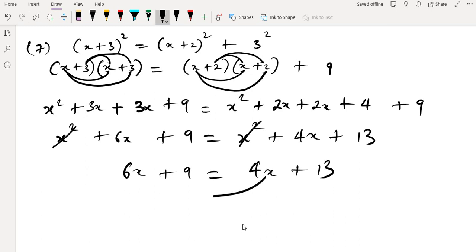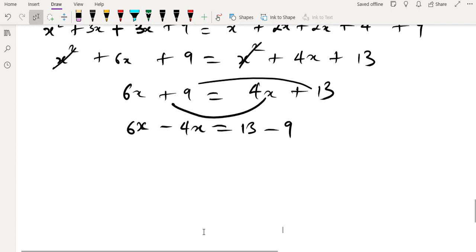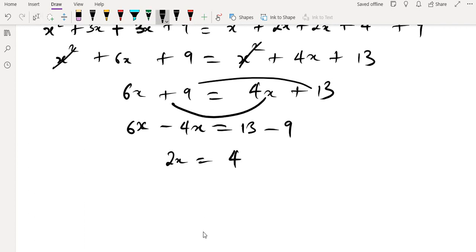collect like terms, carry this over. 6x minus 4x, carry this over, 30 minus 9. Okay, 6x minus 4x, 2x equals 30 minus 9. Divide both sides by 2. x equals 2.